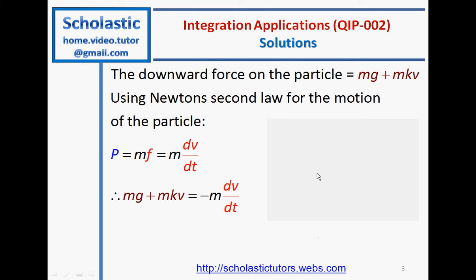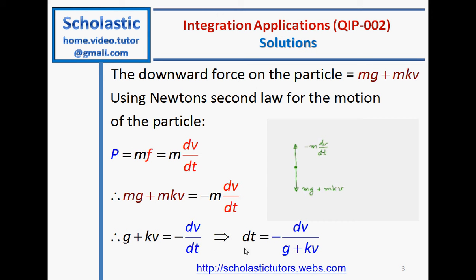If you look at the forces on the particle, there's one force downward, mg plus mkv, and one force upwards. Actually, this acceleration is towards down, but if you take the opposite direction, it is negative acceleration, or deceleration. So therefore, m times minus dv over dt equals mg plus mkv for the force balancing. Then we simplify further to get g plus kv equal to minus dv over dt, and when you take dt to one side and dv to the other side, you get this differential equation.